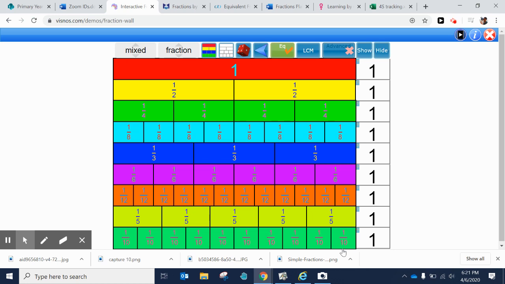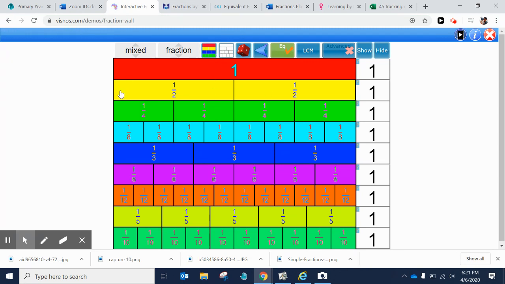Today, Year 4, your learning objective is to recognize equivalent fractions. And remember from yesterday that equivalent means the same as. Just like equals means the same as, equivalent means the same as. So this is our fractions wall.